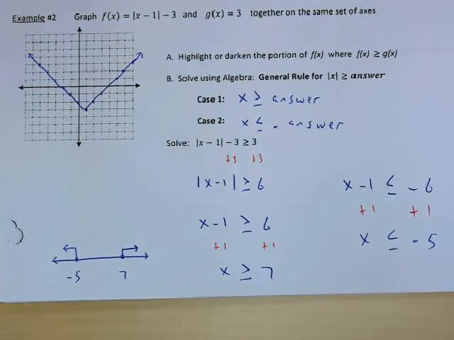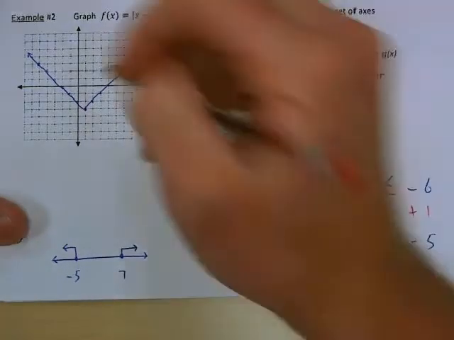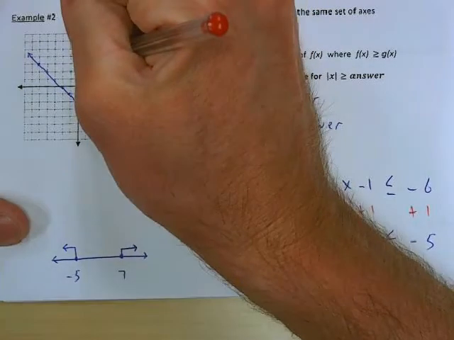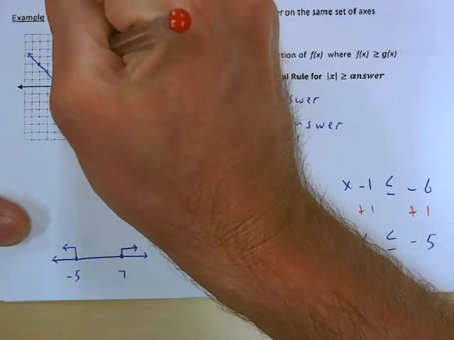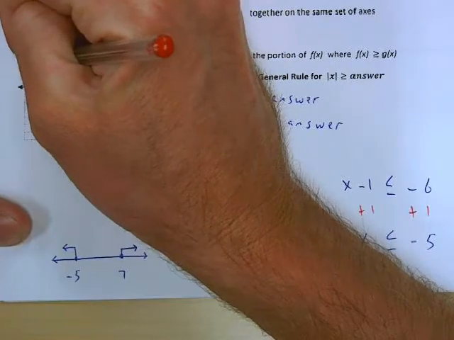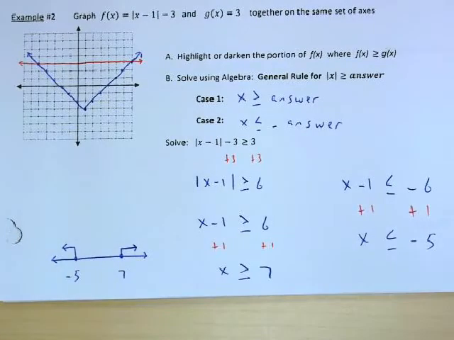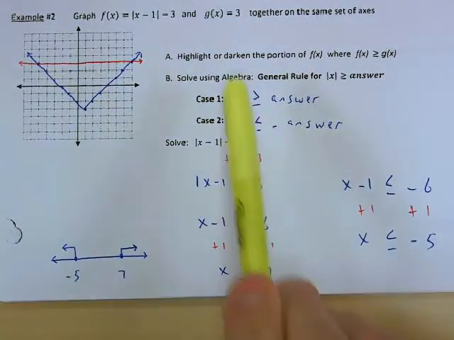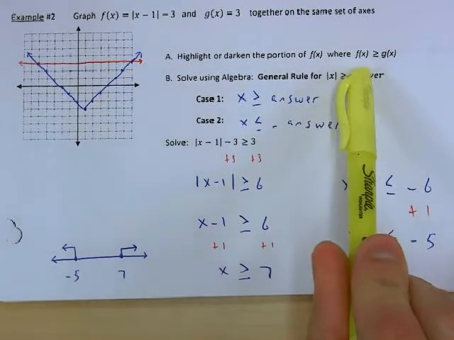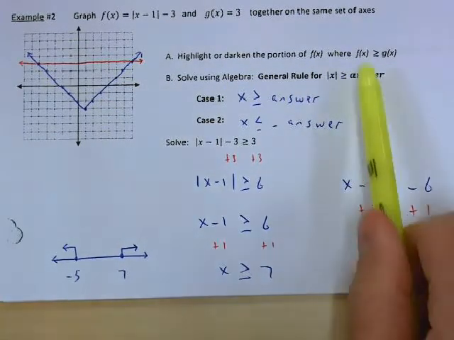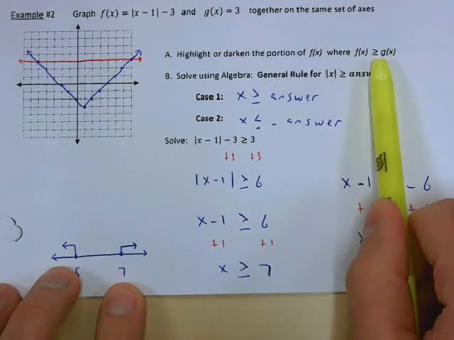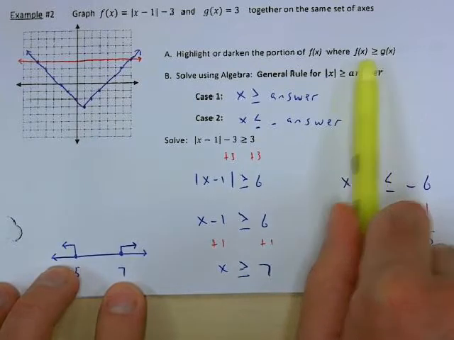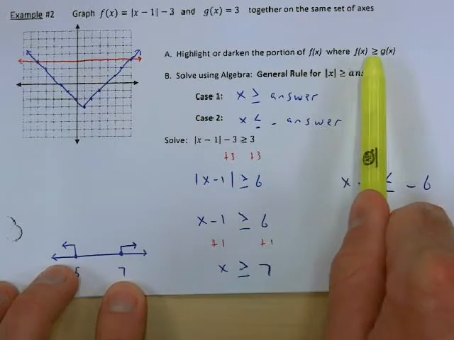And then next, I want to draw the line y equals 3, because that's g of x. So I'm going to go up 3, and then draw a horizontal line. Okay. And then next, highlight or darken the portion of f of x where f of x is greater than g of x. So again, f of x is our v, g of x is our line, and greater than basically means above. So we want to highlight where our v is above our line.